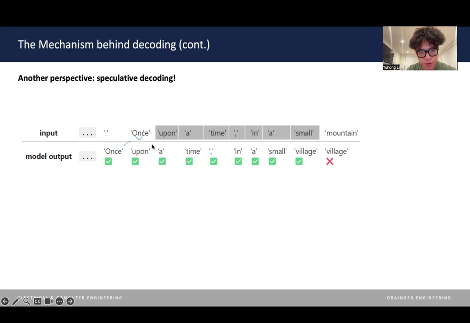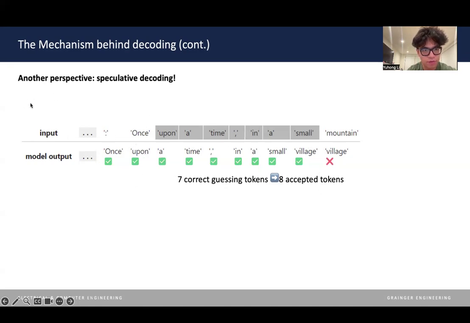This matches this one, good. Matches. This doesn't match here, right? Mountain doesn't match village, which means the small model's prediction of mountain is wrong. So it only predicts these 7 tokens, 7 correct guessed tokens, and that leads to 8 accepted tokens.